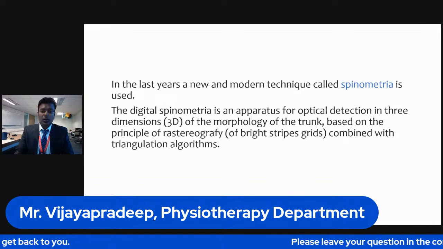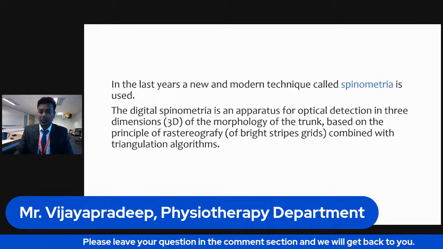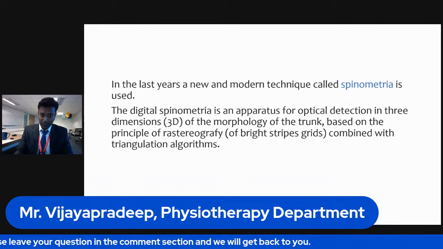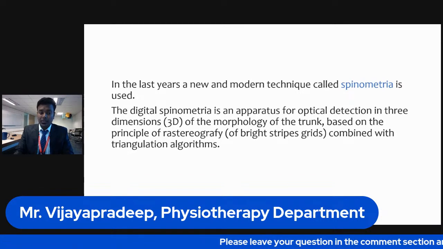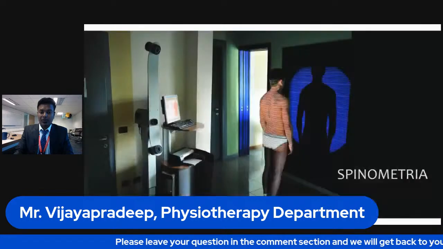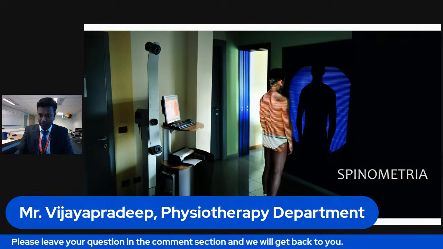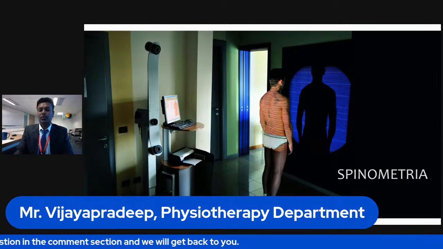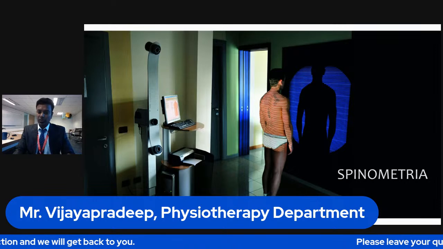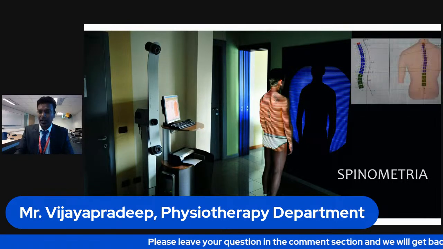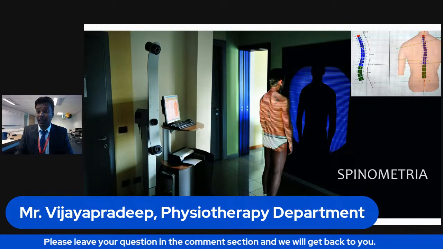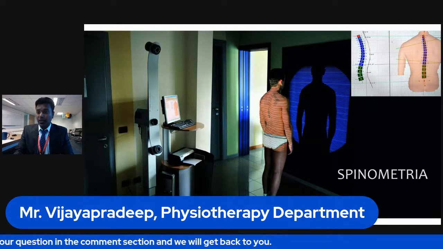In the last years, a new and modern technique called spinometria is also used. The digital spinometria is an apparatus for optical detection in three dimensions of the morphology of the trunk, based on the principles of rasterstereography of bright stripe grids combined with triangulation algorithms. So this is the technique. We just make a person stand in front of this platform, and the computer will be sending impulses, and it will be grabbing the information of the spine, how properly it is aligned. So this is the alignment of the spine.